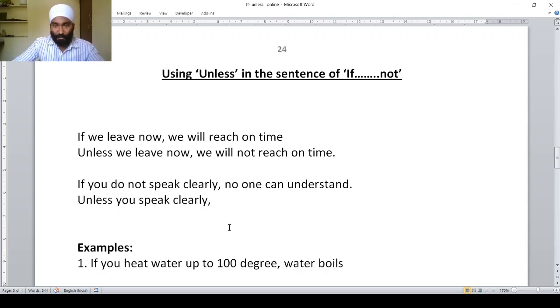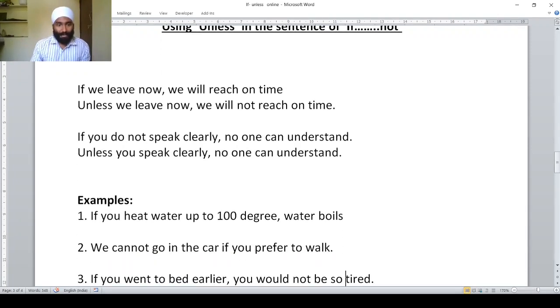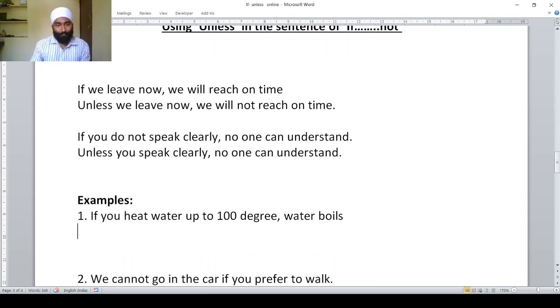So the first condition is false, second will be false, no one can understand, and the second condition is already in negative, no one can understand. The same clause you have to write without any change. No one can understand. Unless you speak clearly, no one can understand. This is how we have seen two types of sentences in which if and if not were present and we used unless. Let us see some examples how to solve them.